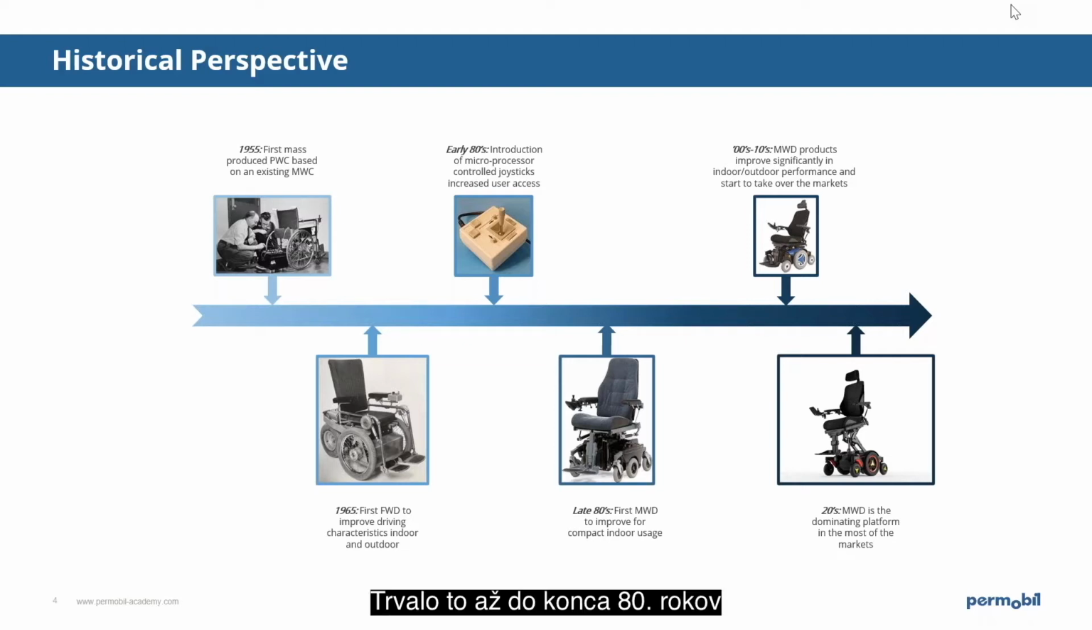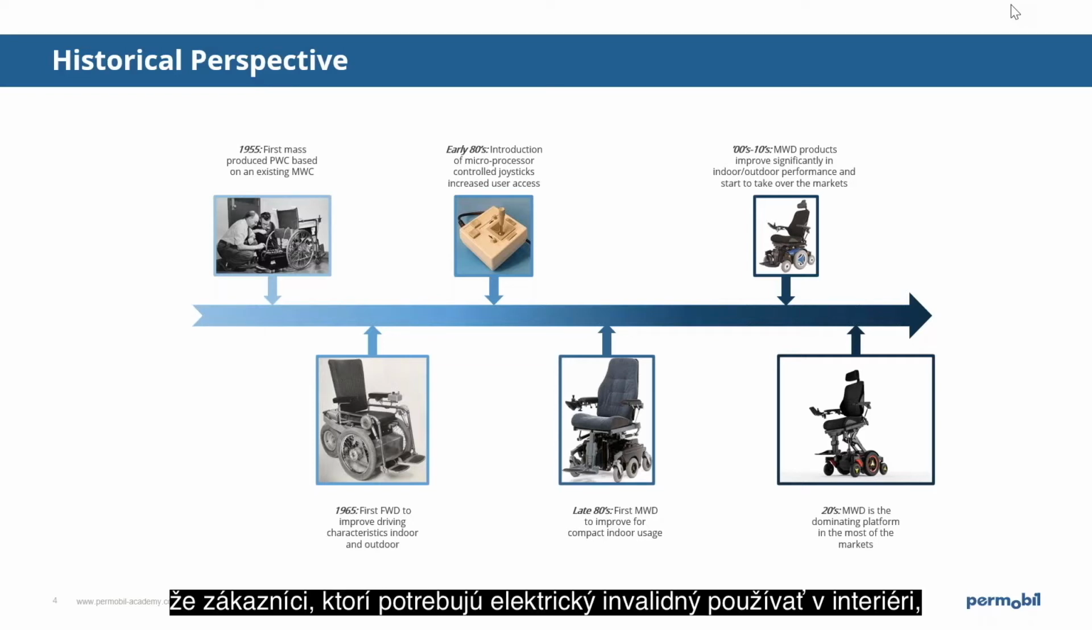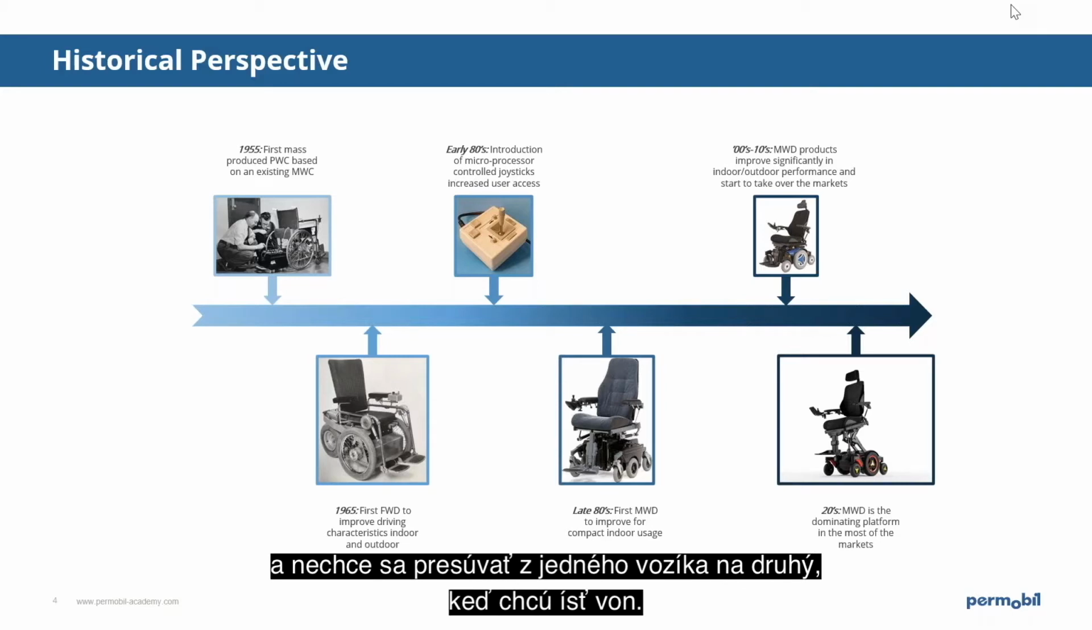Then it took until the late 80s to see the first mid-wheel drive platforms emerge. The first mid-wheel drive platforms were power wheelchairs that were intended for indoor use. They were extremely compact and had a very short turning radius. So those were very convenient devices to use indoors. But at the same time, most of us know that customers who need a power wheelchair indoors very likely need that power wheelchair outdoors too, and they don't want to transfer from one wheelchair to the other when they want to go out.